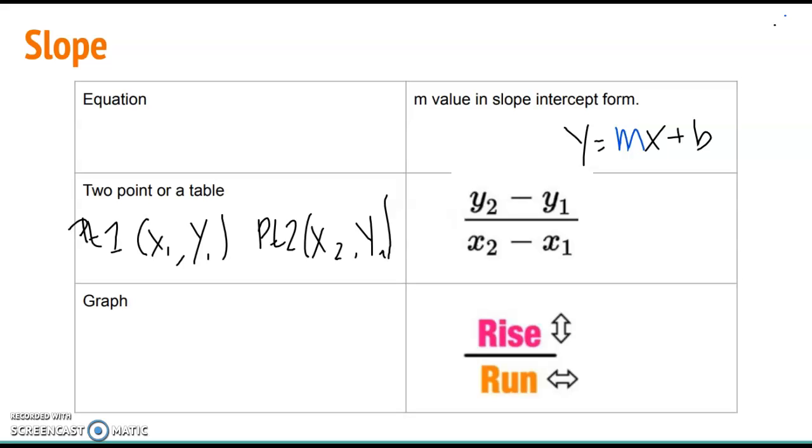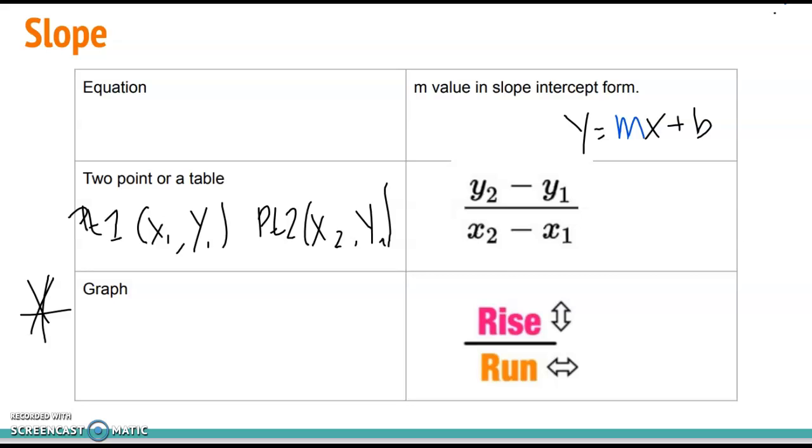And this part is new. Make sure you are writing this down, you guys. So when I look at a graph, I want to do rise over run. You might be thinking, what do you mean by rise over run?